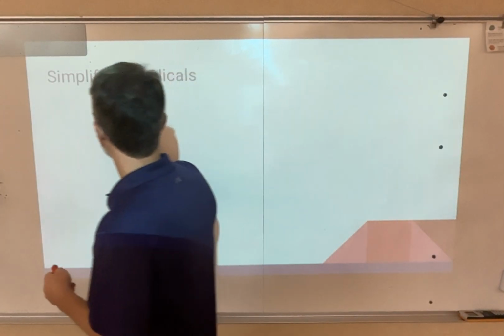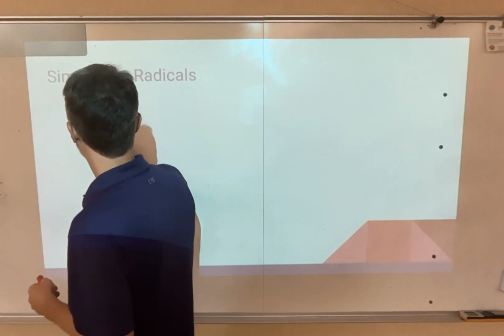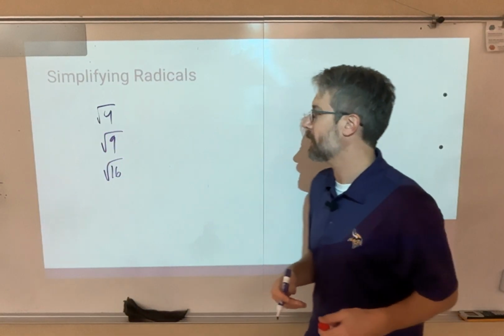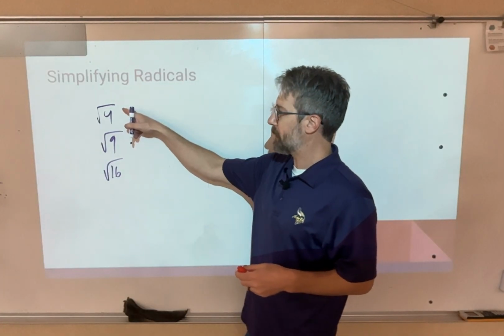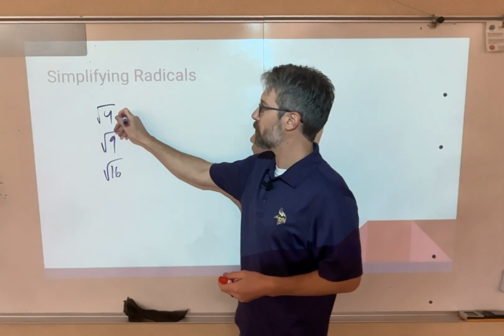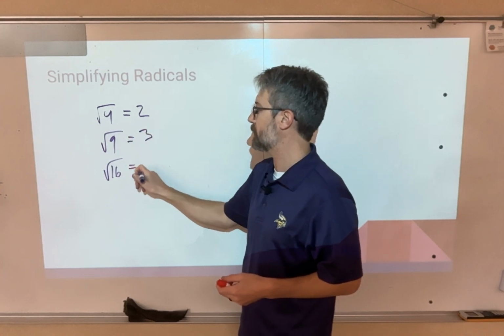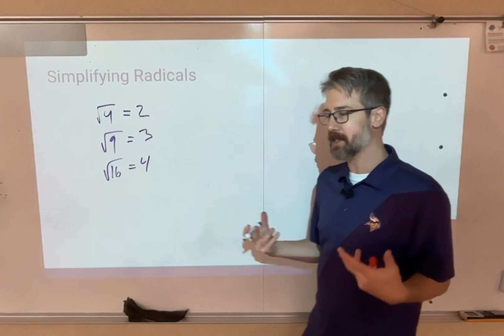So we've all seen stuff like this: the square root of 4, the square root of 9, the square root of 16. You learn about this stuff in like elementary school, right? These are all perfect squares. We know that the square root of 4 is 2, we know that the square root of 9 is 3, and we know that the square root of 16 is 4. But why is that, right?